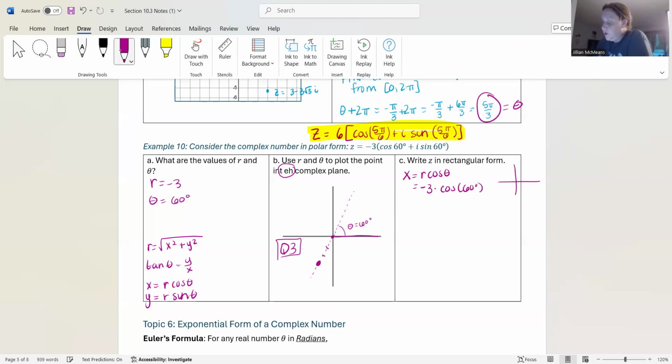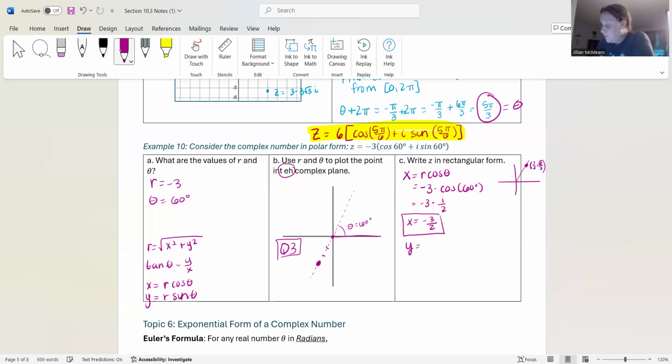On the unit circle, 60 degrees has a point of 1/2, root 3 over 2. So this is really -3 times a half, because cosine is the x coordinate. So we get -3/2. That is the x coordinate we need for our complex number.